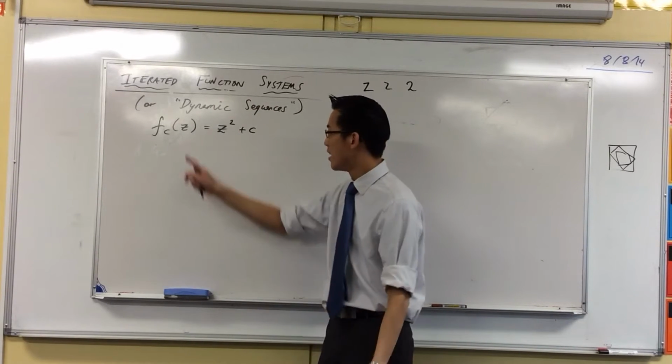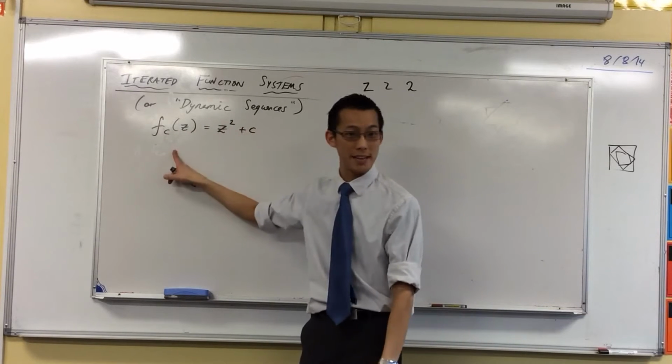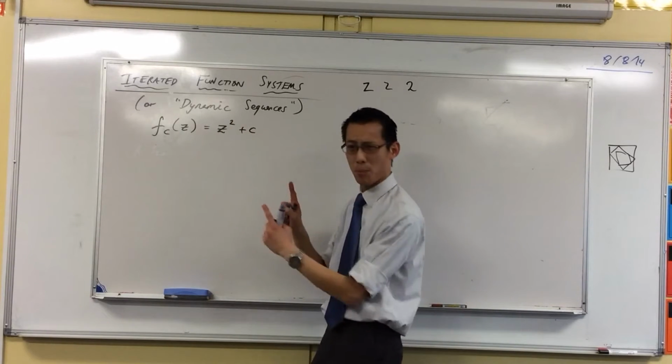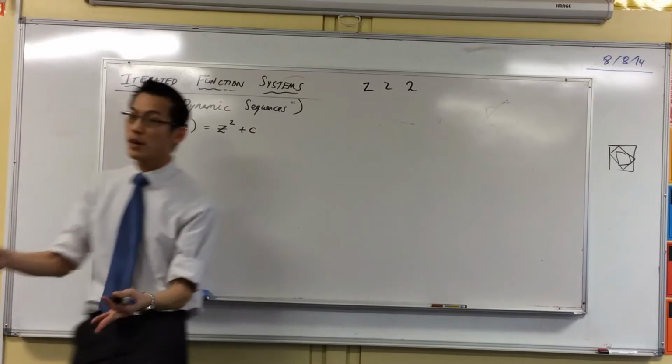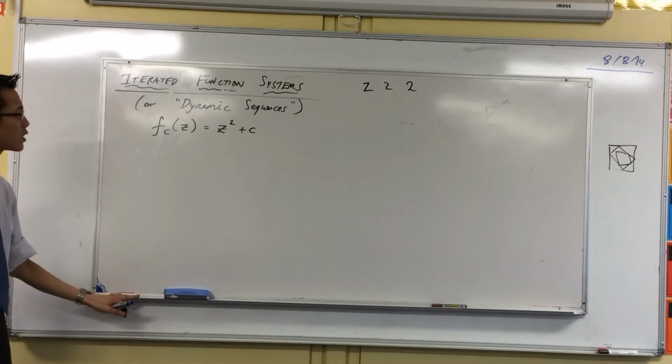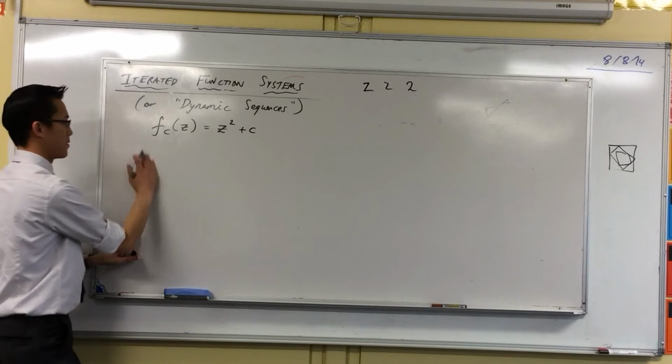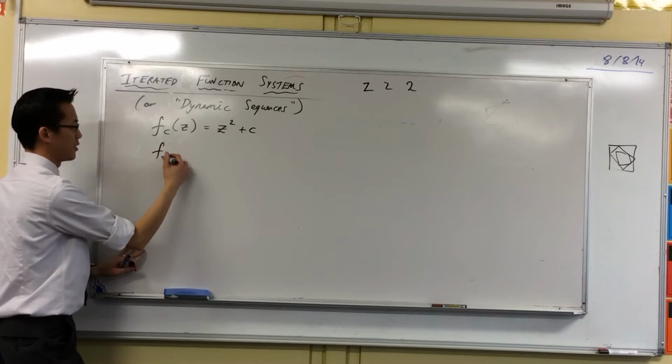I want to try out different values of C. So this is another number. I'm putting two numbers into this. So for instance, let's try this one. F of 0.